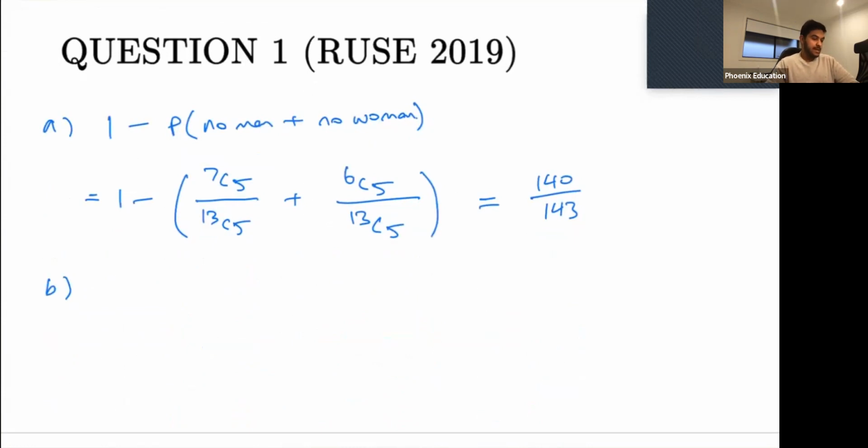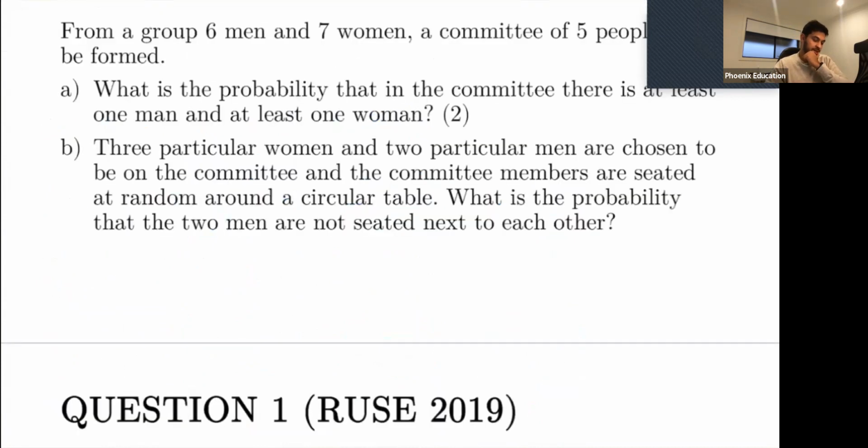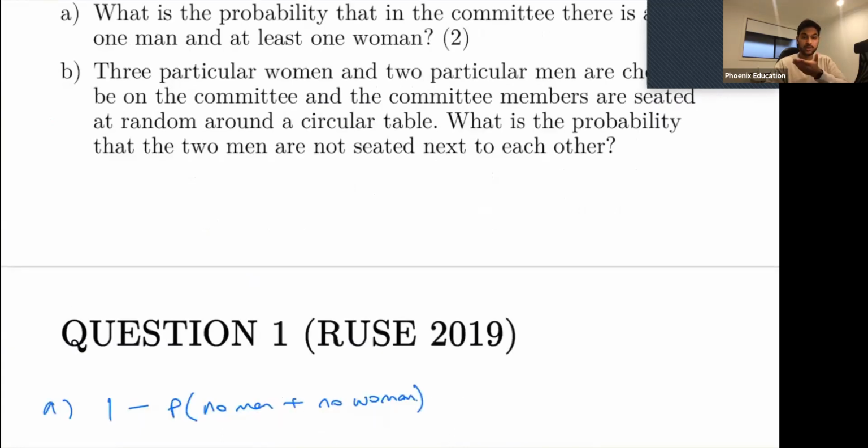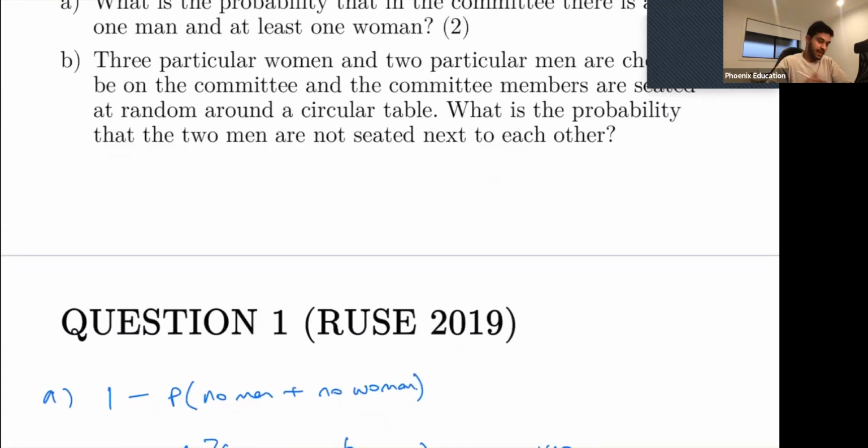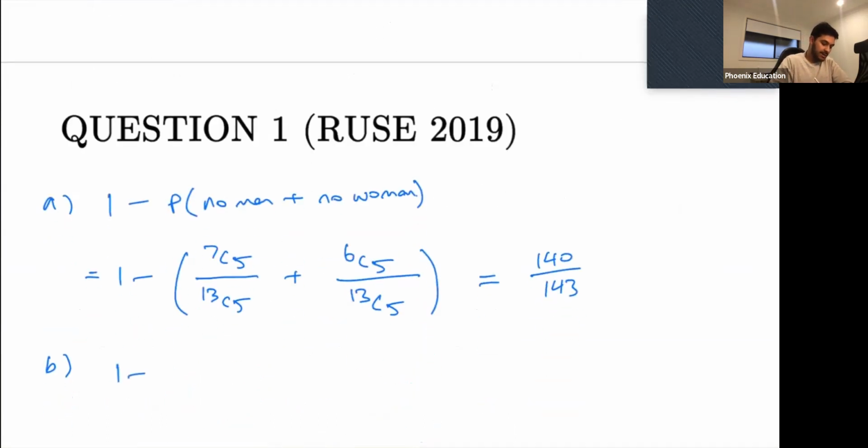Okay, part B. So 3 particular women and 2 particular men are chosen to be on the committee, and the committee members are seated at random around a circular table. What is the probability that the 2 men are not seated next to each other? So for this one, the easiest way to work it out is 1 minus the probability that the men are seated together.